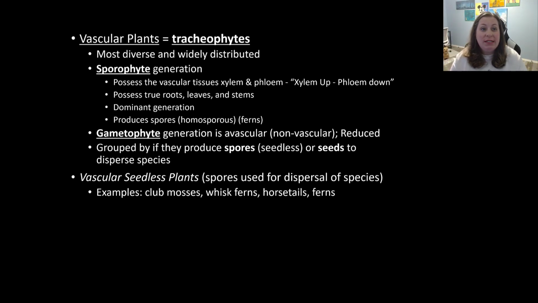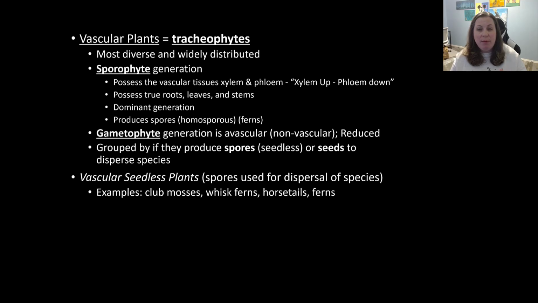These guys also possess true roots, stems, and leaves. Okay, so those would be the organs of the plant. They actually have them, and they're well developed here. The sporophyte is also the dominant generation. It's the generation you see. So in the lab, when you take a look at ferns, these are going to be the ones that you are looking at. These are the ones that you can see, that is the sporophyte generation. These guys do produce spores, and they are what we call homosporous, meaning that they're the same.